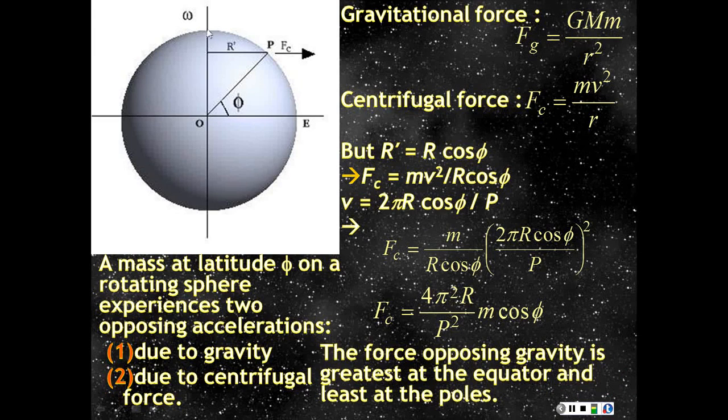So if you're here at the pole, you've got an r prime of 0, so you have no centrifugal force, and gravity is acting this way and there's nothing counteracting it. Whereas at the equator, phi is 0, so cos phi is 1, so you have the largest force acting that way, directly opposite to gravity, and so you get this counteracting force.